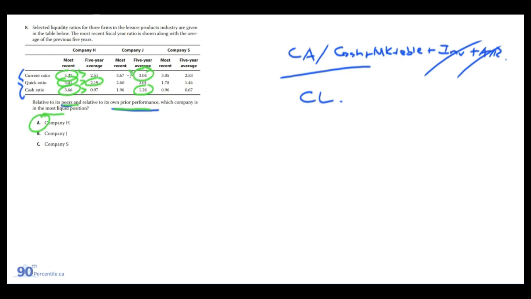Company J improved as well. If you're looking at its most recent versus the 5-year average, improved here, improved here, improved here. But we're asked about the most liquid position. That kind of implies currently. So I'm going to go with company H, given that we circled all three of these for the most recent year.